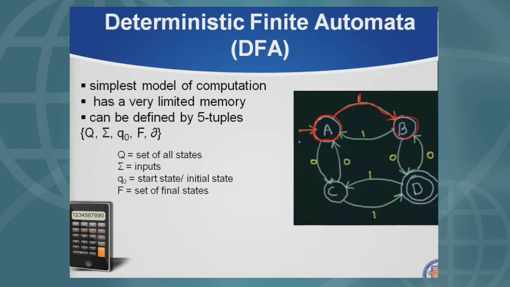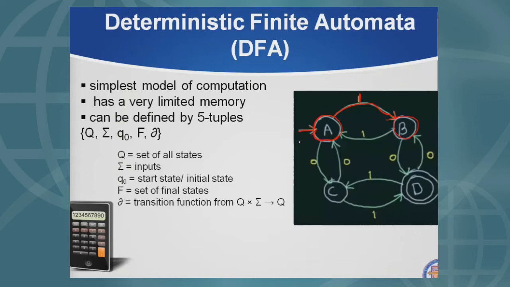Next, F, set of final states. Kasi class, ang final states, hindi lang isa. Sa ibang mga example, yung mga complicated, maraming naka-double circles. So dito sa ating example, simple lang, isa lang yung double circle. So meron lang tayong isang final state, which is D.